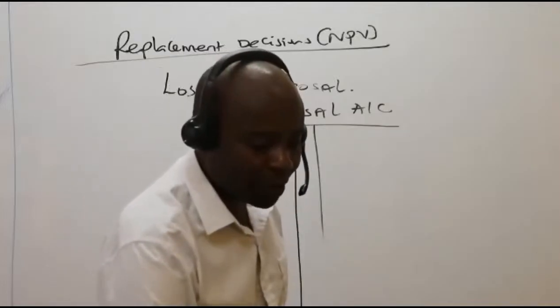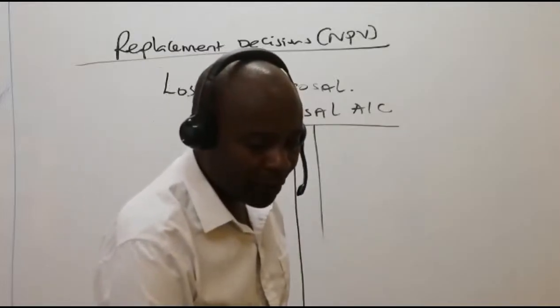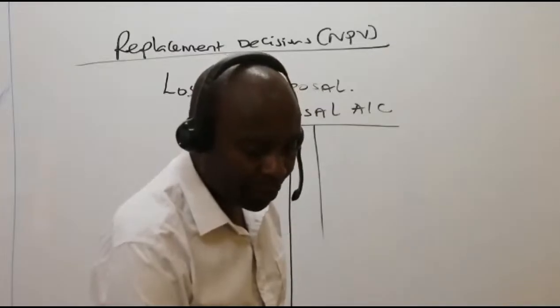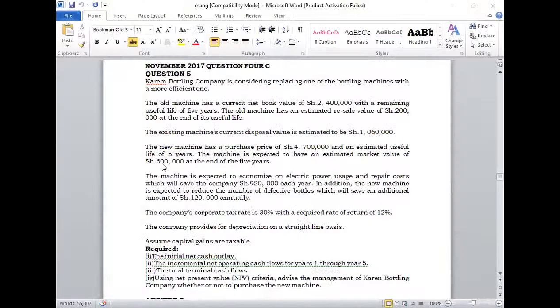So look, in this case here for the proceeds we expect, ladies and gentlemen, to get by disposing this old machine. Who is able to see that figure? Ladies and gentlemen, what figure should I take here as my cash proceeds? As my proceeds of the old machine.